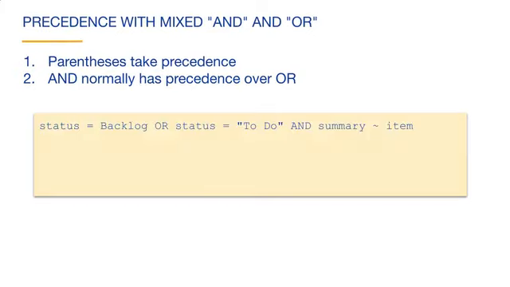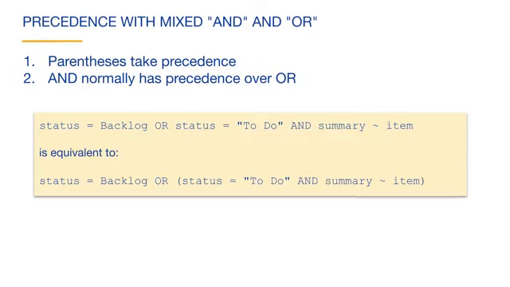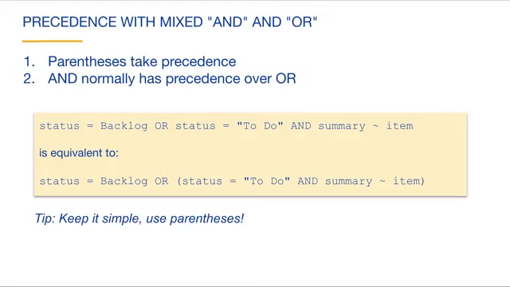Here is an example. This query contains an OR as well as an AND Boolean operator. Since there are no parentheses used to change the precedence, the AND is evaluated first, because AND has precedence over OR. This query is equivalent to the previous query. Putting parentheses around the AND operator means that AND is evaluated first, but it already was evaluated first in this query, so the queries are equivalent. A general tip is to use parentheses in queries with mixed operators to keep things simple and unambiguous.